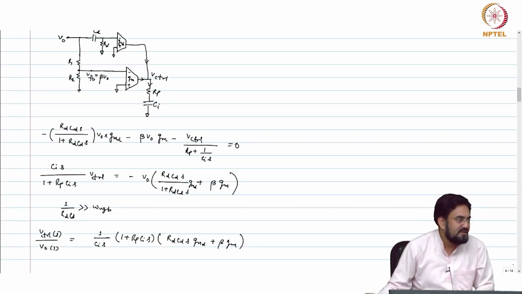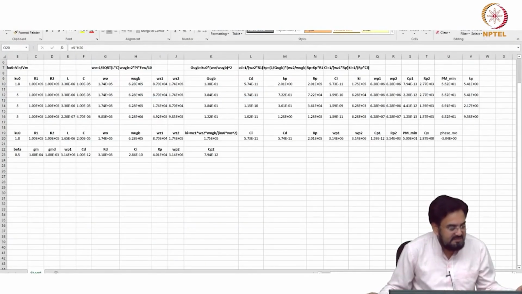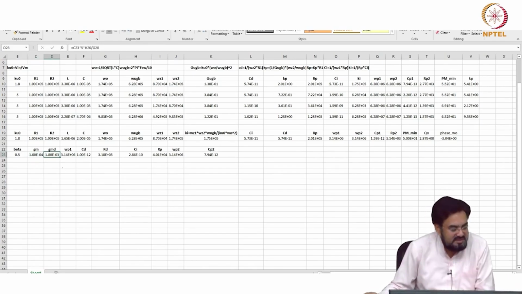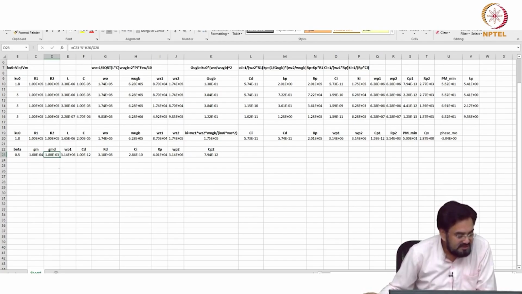bias current. Okay. So I fed the same thing in the Excel. Now I can relate that and find my KI GM. So GM, if I am choosing let's say 100 micro. Okay. So the GMD I am getting, how much is this? I am getting 18 times here.